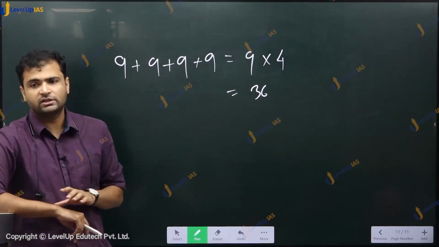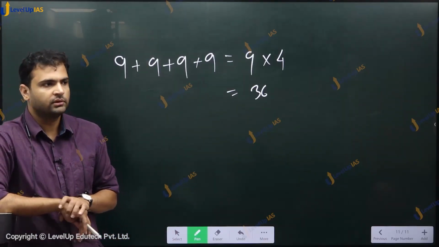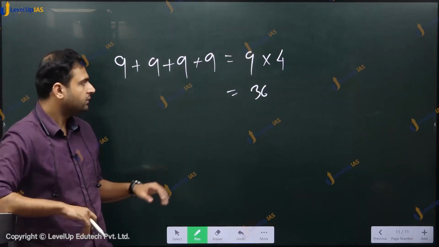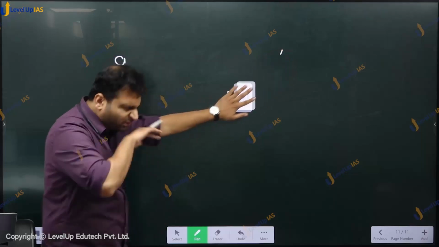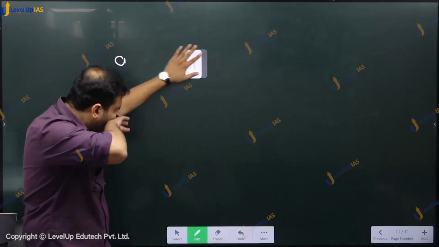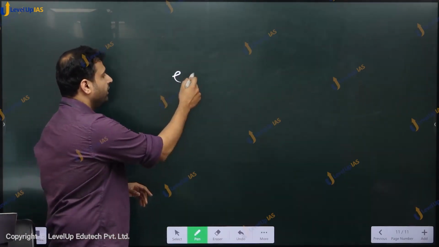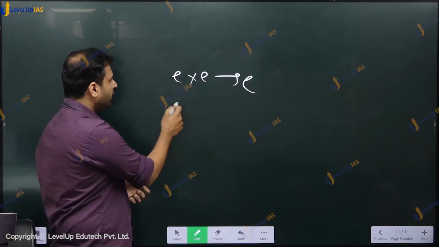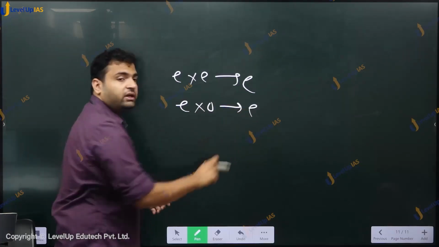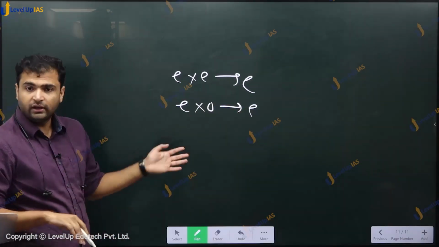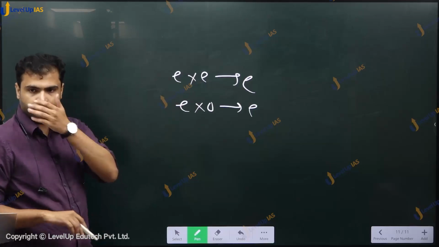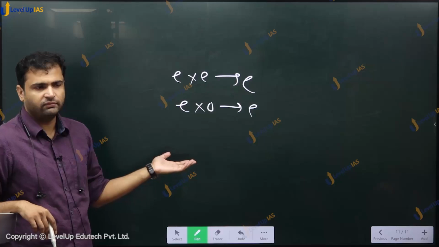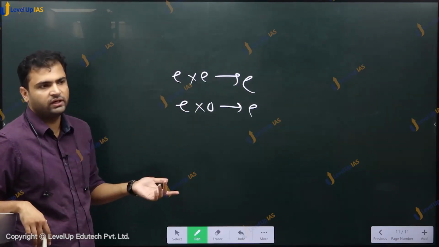What are the rules? Multiplication of two even numbers is an even number. Even into even is even. Even into odd, again even number. Try it and see, 2 into 4, 2 into 3. Why is it an even number? Because what is an even number? An even number is a number of which 2 is a factor. A number divisible by 2 is an even number.